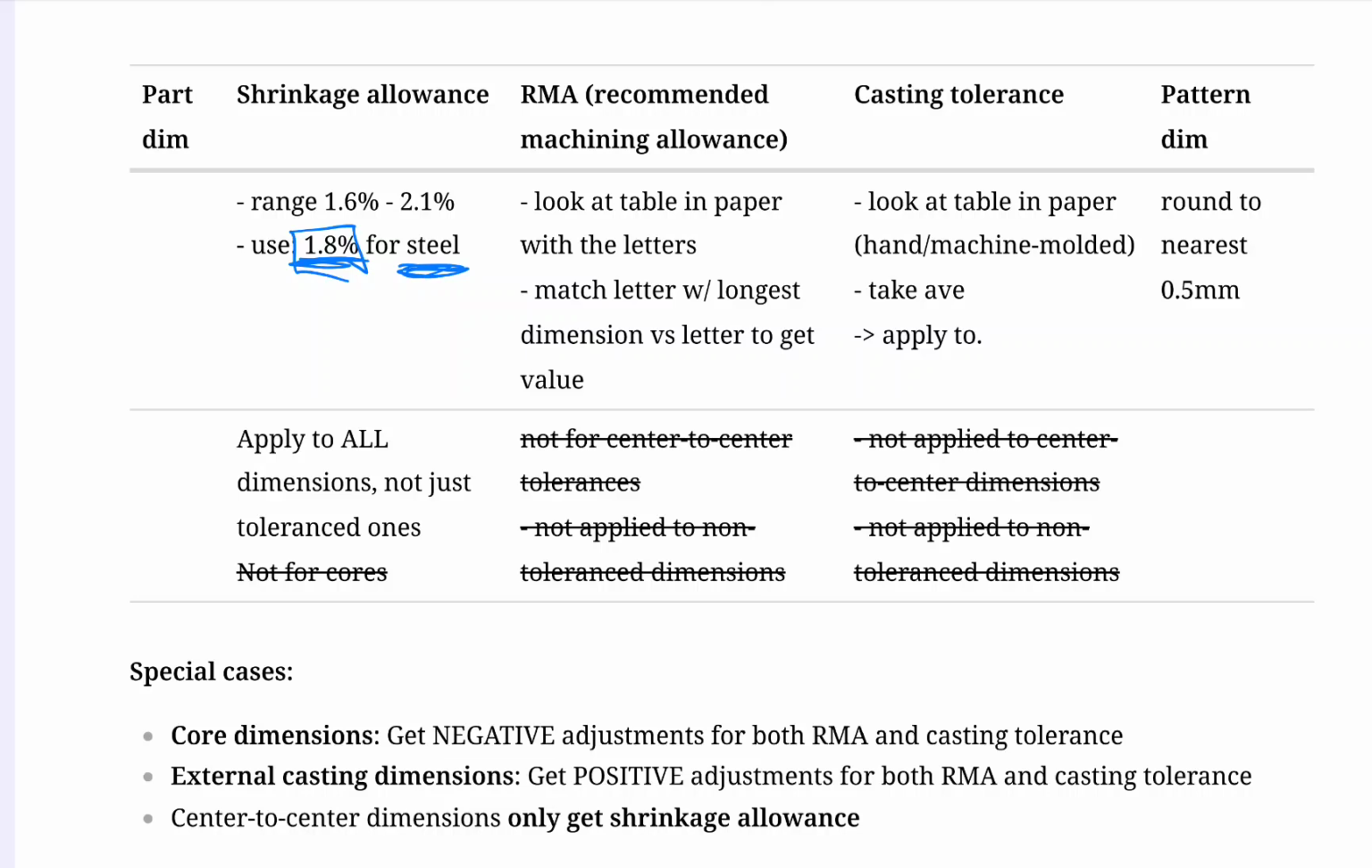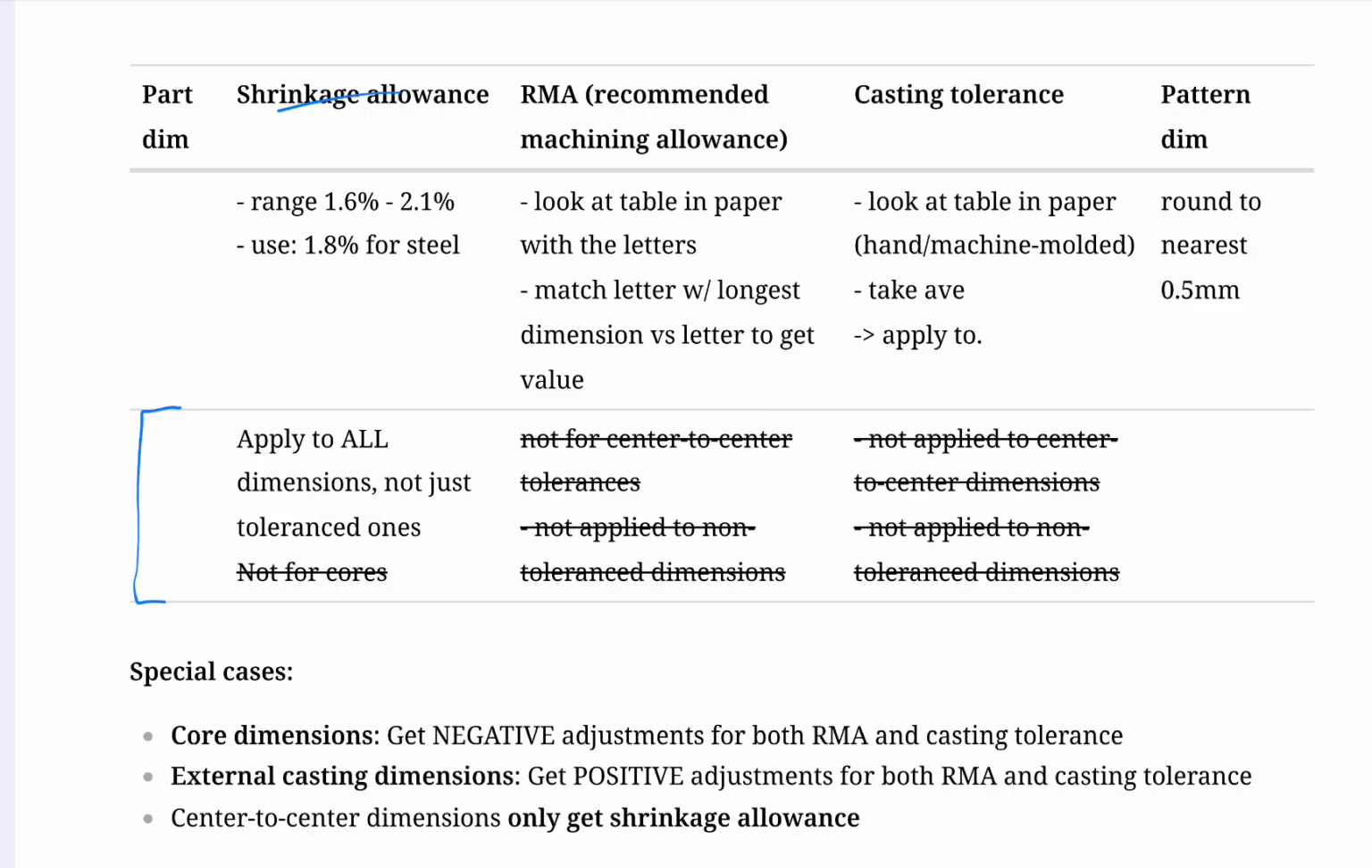This is steel casting. We're not going to be casting anything else. So remember 1.8%. We apply it to all dimensions, not just the tolerance ones, because obviously every dimension of our part is going to be shrinking. It's literally in the name. Okay, so that's the main thing.